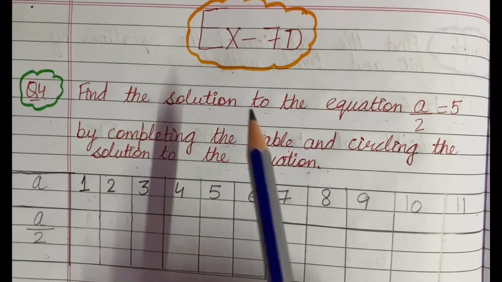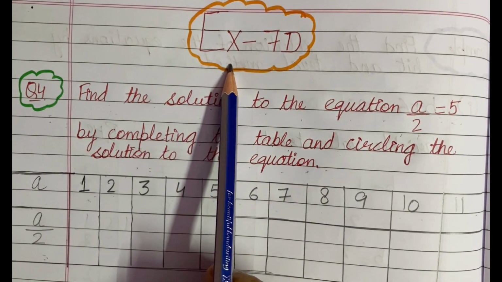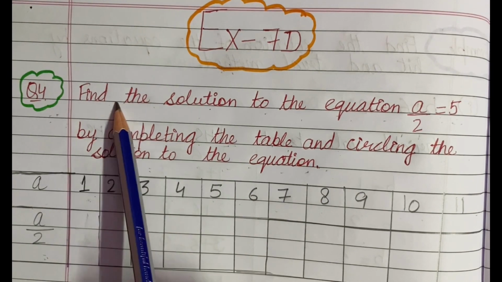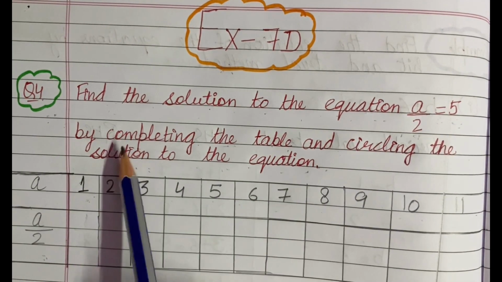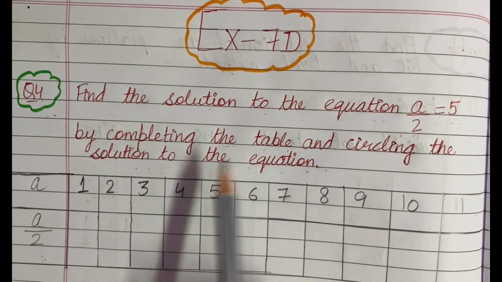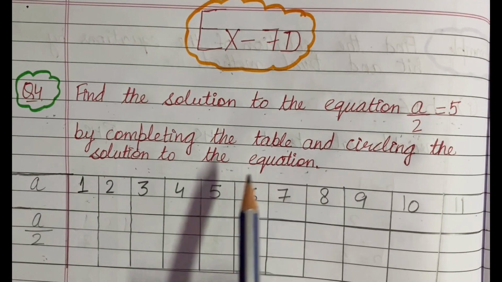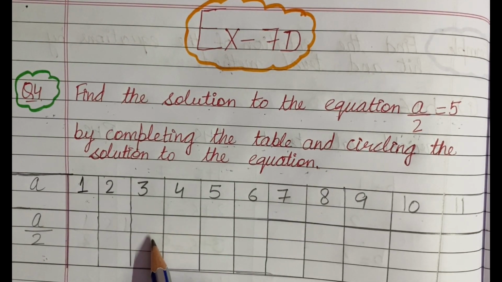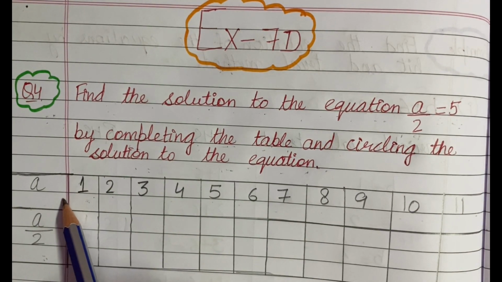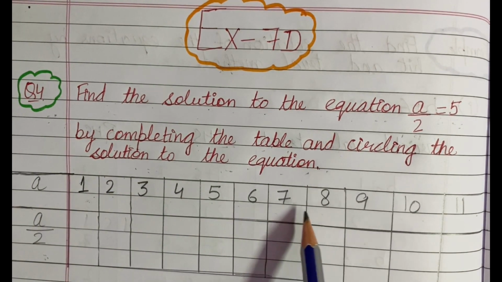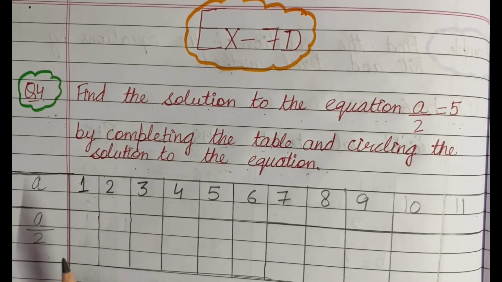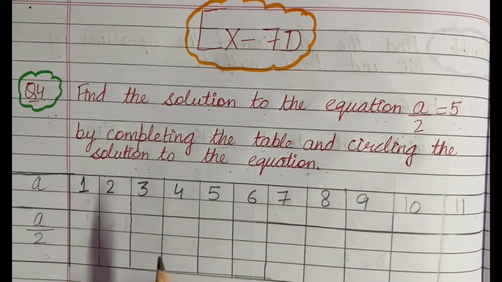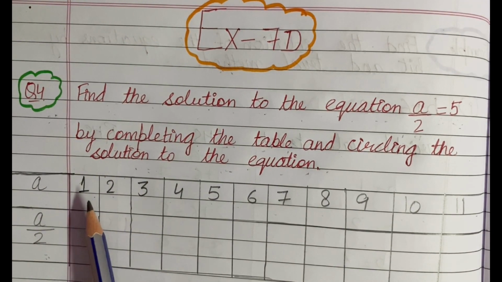Now students, next I have taken question number 4 of exercise 7D, and the question says: find the solution to the equation a by 2 is equals to 5 by completing the table and circling the solution to the equation. And students, one table is shown to you in the book, and in the first row the value of a is given to you, that is 1, 2, 3, 4, 5, 6, 7, 8, 9, 10 and 11, and in the second row you have to find the value of a by 2 by putting these values of a.